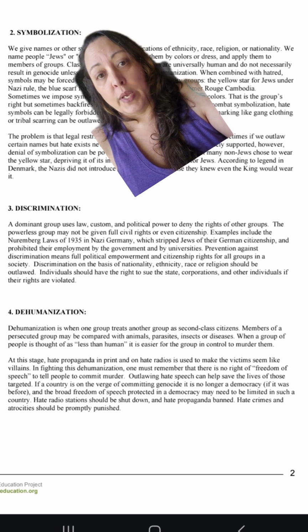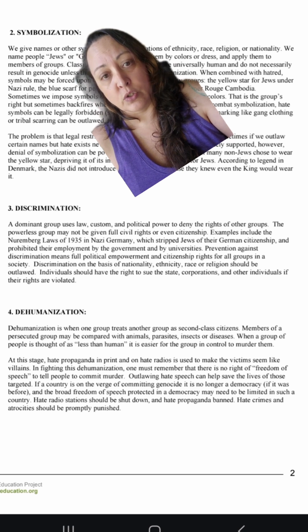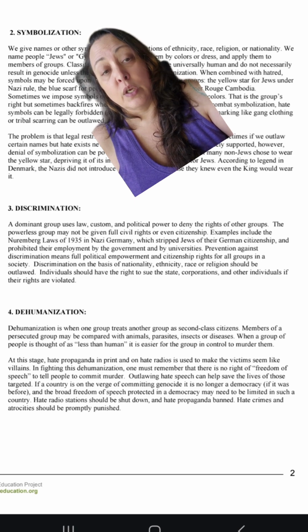The powerless group may not be given full civil rights or even citizenship. Examples include the Nuremberg Laws of 1935 in Nazi Germany, which stripped Jews of their German citizenship and prohibited their employment by the government and by universities.